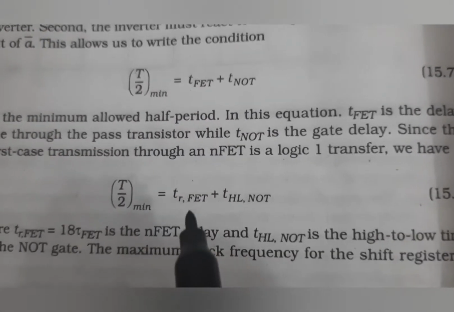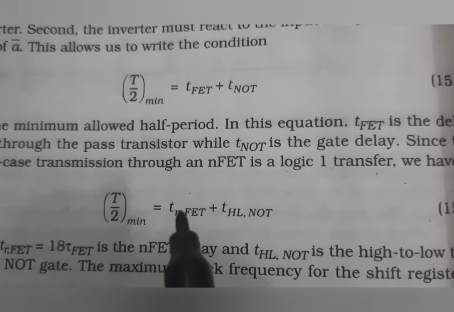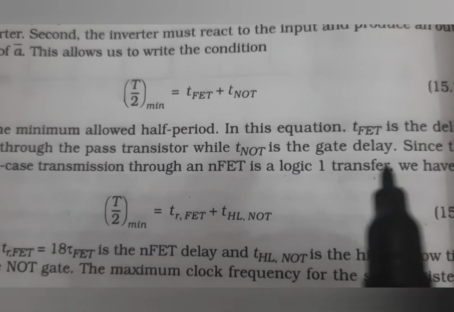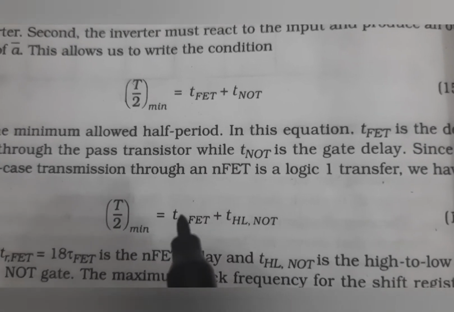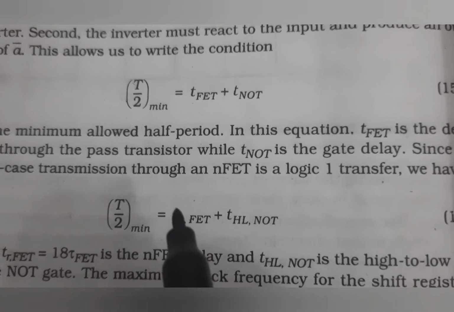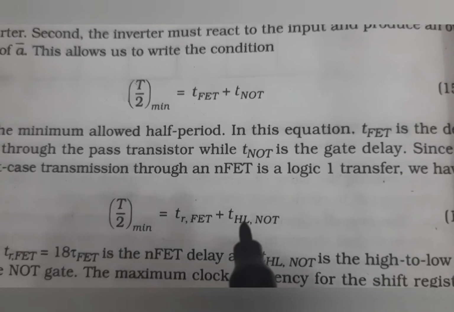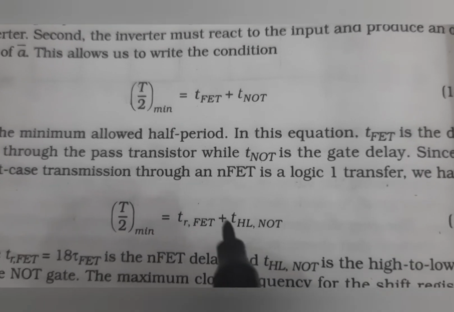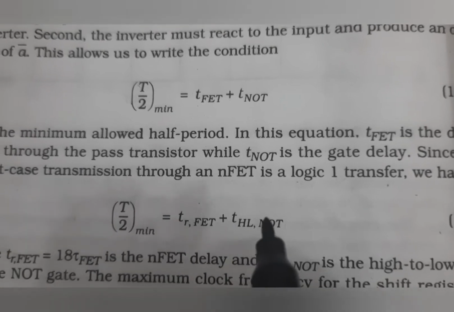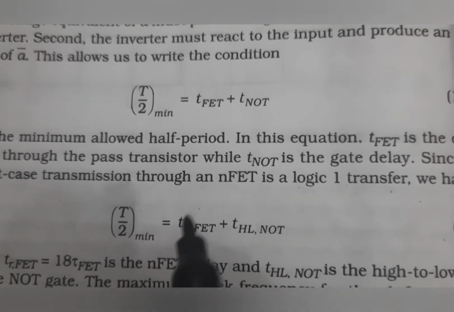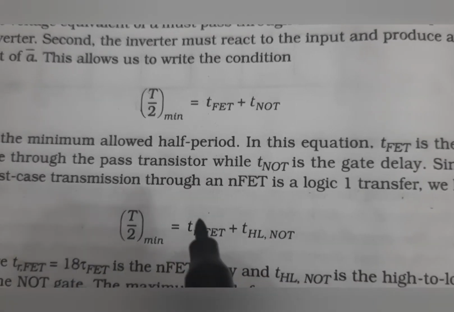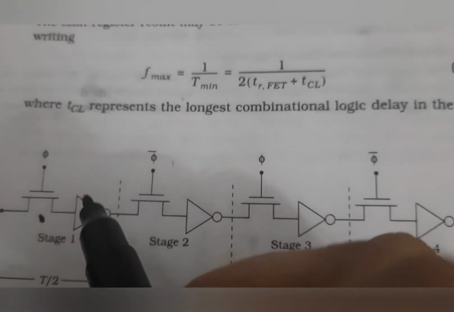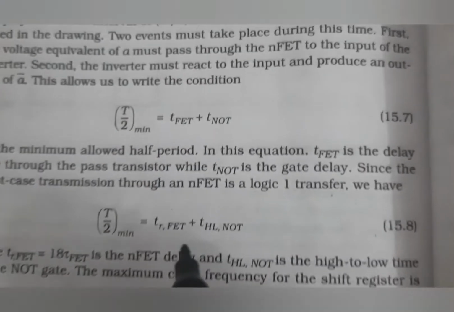Also, this NFET has weak logic 1 transfer, so it has some delay itself. To compensate for that, you are considering this TR FET and this NOT gate, and this is the internal delay of this FET and NOT gate. We are including that delay also, and this is the minimum value of the delay in this particular case.